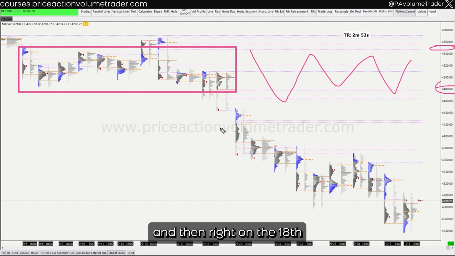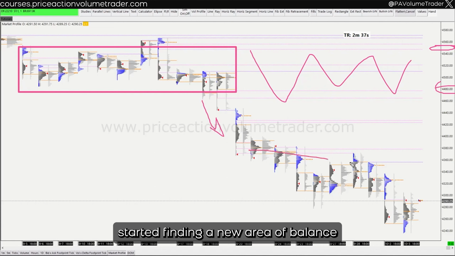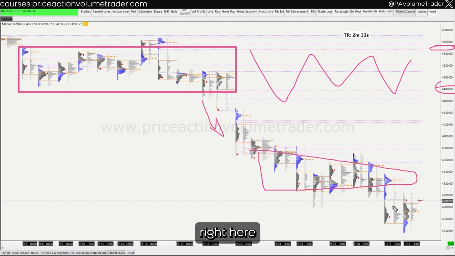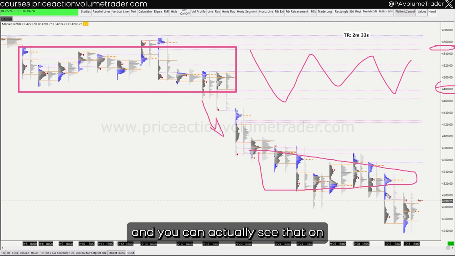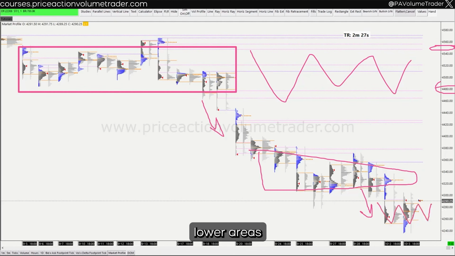And then right on the 18th and then on the 20th, we had a breakdown, and now price started finding a new area of balance right here. And you can actually see that on Monday of this week, we've broken down, and now we are finding acceptance at lower areas.